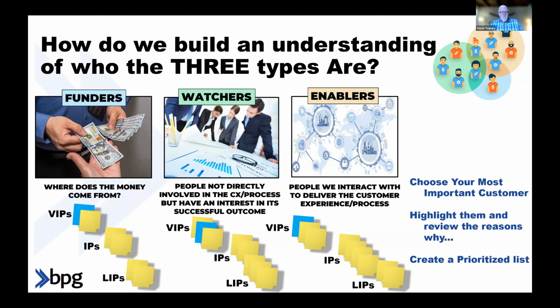We're starting this, right? So in this example, we're choosing across funders, watchers and enablers who's the most important to us, and then starting to look at what their needs and their experiences are. So this idea of working backwards.